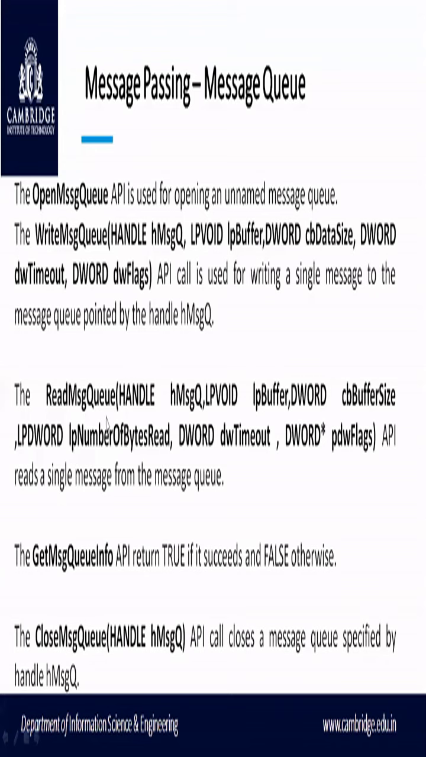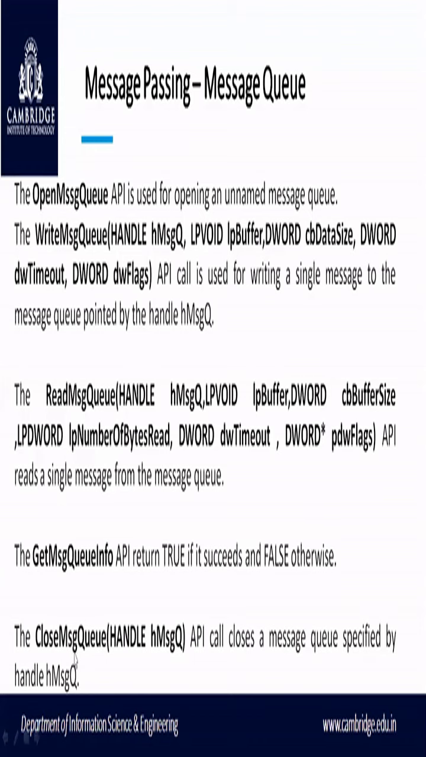Again, read message queue. When the destination wants to read a single message from the message queue, you need to use read message queue. Then get message queue info. You want to know information such as how many messages are present in the queue, whether the queue is empty or full, all the information about the message queue. To know about that, you have to use get message queue info. It returns true if it succeeds or false otherwise.